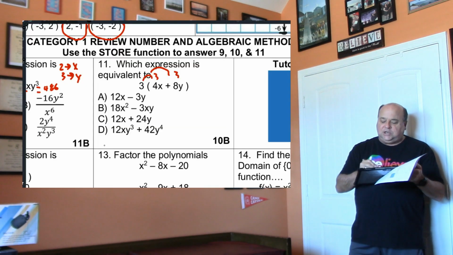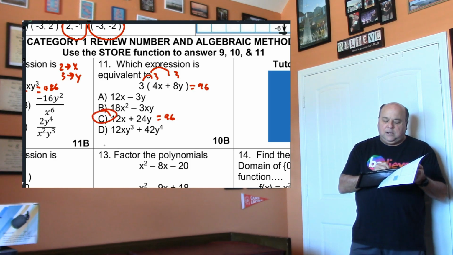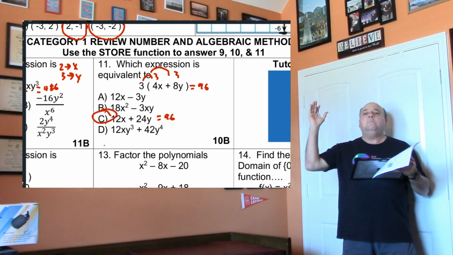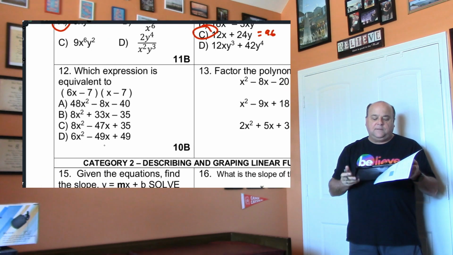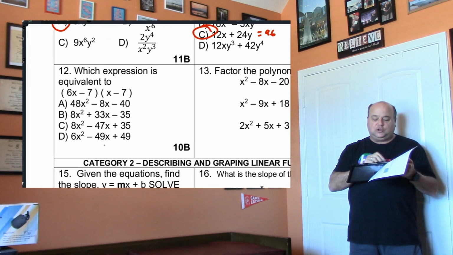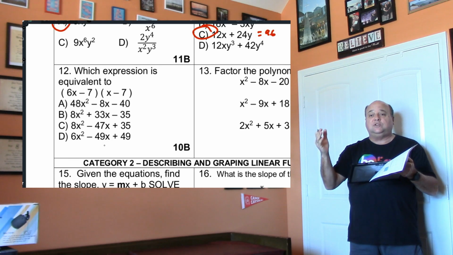I would always check this out. So this was 96, letter C was 96. That's the correct answer. Please, please, please be able to use store. Okay, going on to the next one. Same thing, we're going to use store. We only need the x, so we don't have to store anything.